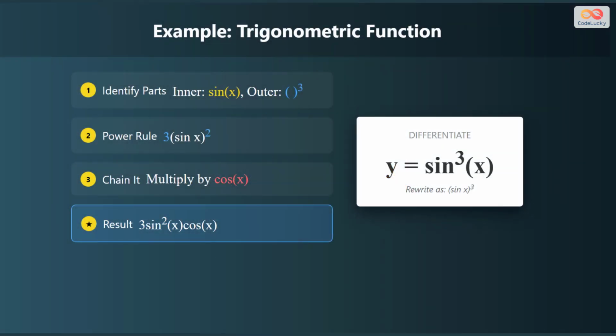This works for trig functions too. Consider sine cubed of x first. It helps to rewrite this as sine of x, all in parentheses, cubed. Now we see the layers. Inner is sine x, outer is the cube. Bring down the 3, leave sine alone, and reduce the power to 2. Finally, multiply by the derivative of sine, which is cosine. The result is 3 sine squared x cosine x.